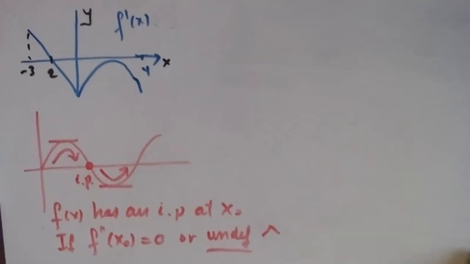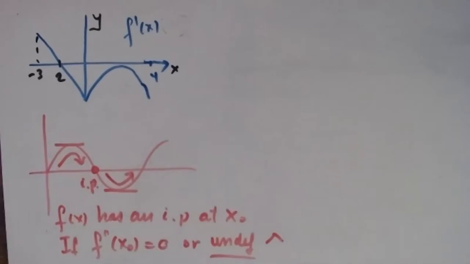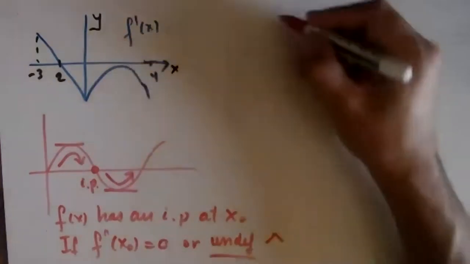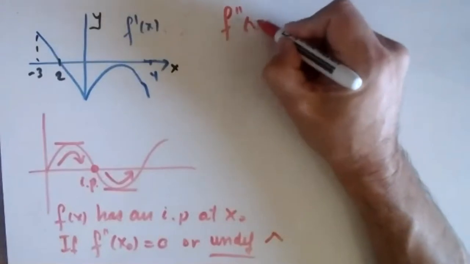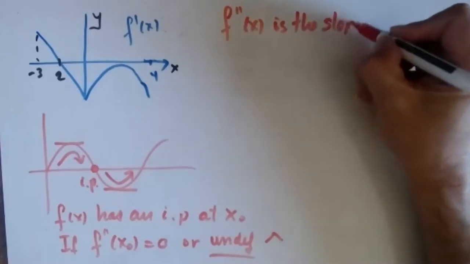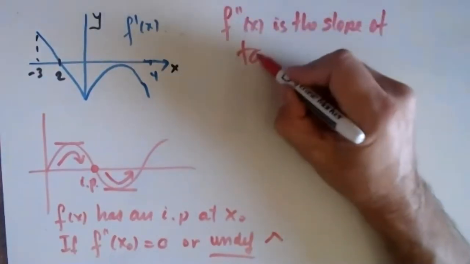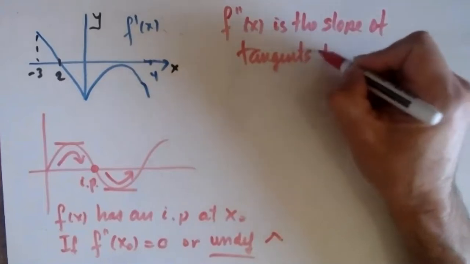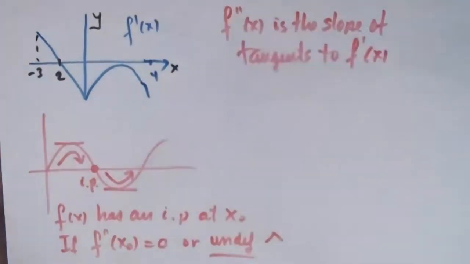Now, using this definition, watch this graph. Where the second derivative, where the slope of this, remember, the second derivative is the derivative of the first derivative. So the second derivative gives me the slope of the tangents for the first derivative. So I'm going to put here, f double prime of x is the slope of tangents to f prime of x, correct?